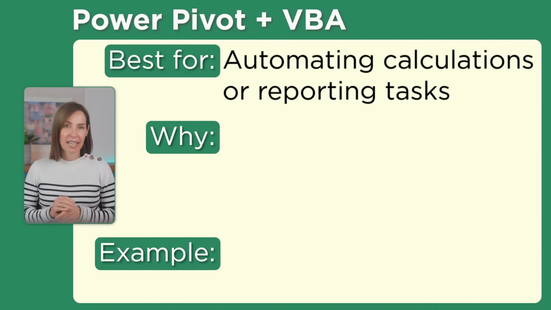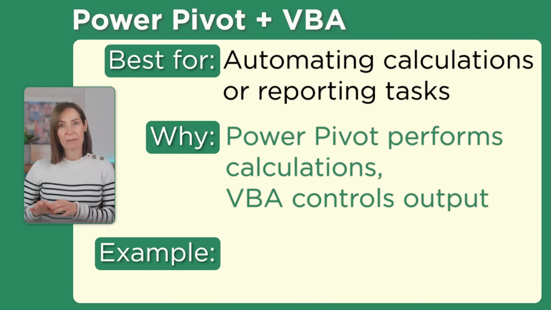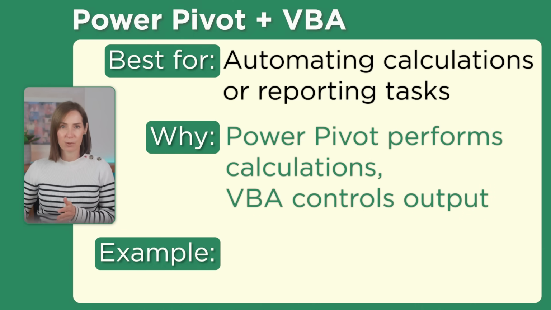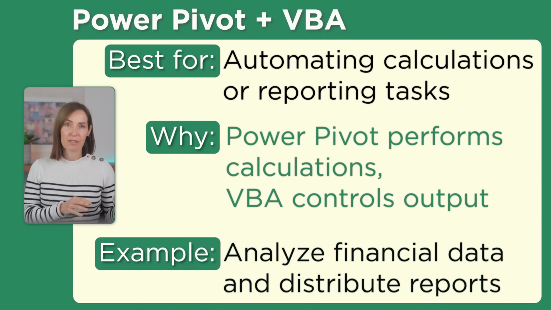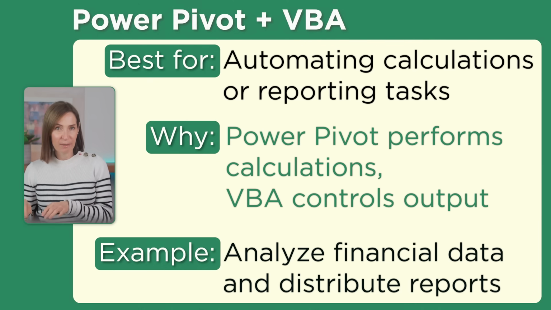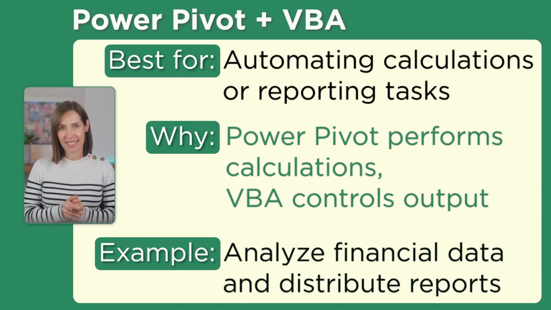Power Pivot and VBA are ideal for automating calculations or reporting tasks. Power Pivot does the heavy lifting with DAX, while VBA controls output, like exporting or emailing reports. For example, you analyze financial data in Power Pivot and then use VBA to export PDF snapshots of various filtered views of the report and then automatically send it via Outlook to the relevant stakeholders.